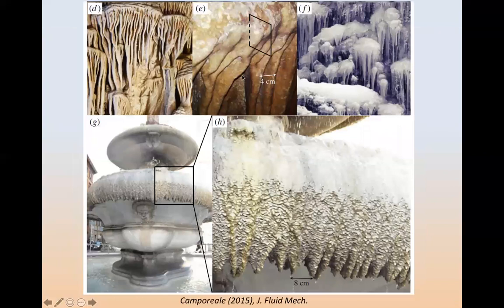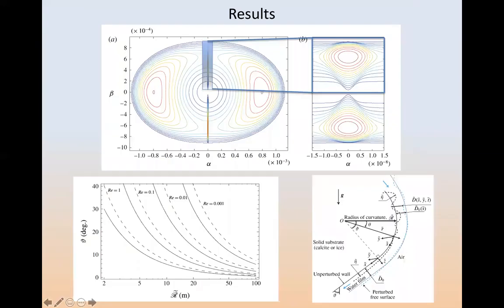You see channelization here and not here. You can see this also on old fontaines. So using a very similar approach, at the end I get this kind of plot.